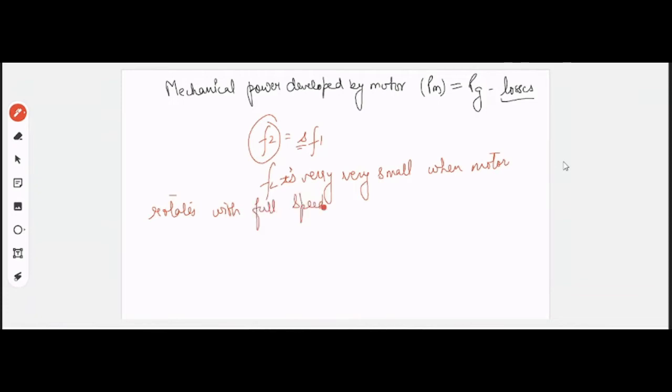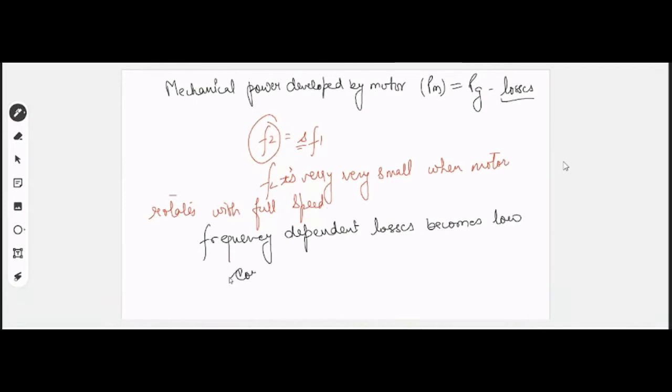Now in that case, what happens? Once your frequency is very low, the frequency dependent losses become very low, right? Because the frequency has decreased, the frequency dependent losses will also decrease, right? Now what are the frequency dependent losses?